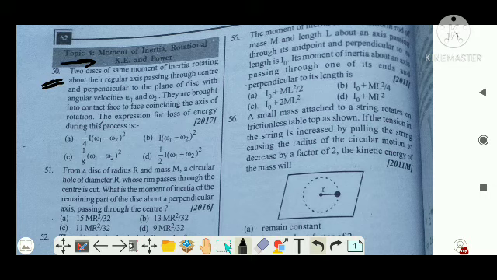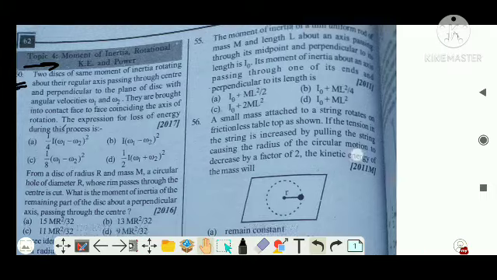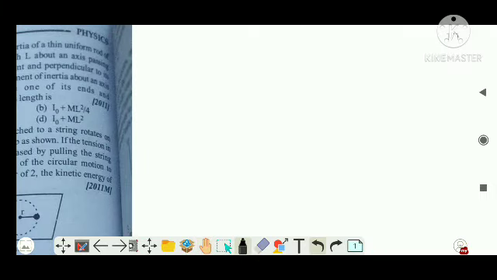What has been asked? Two disks of the same moment of inertia rotating about their regular axis, passing through the center and perpendicular to the plane of the disk, with angular velocities omega 1 and omega 2. They are both brought into contact face to face, coinciding the axis of rotation. Find the expression for loss of energy during the process. It's a very simple concept question, guys.